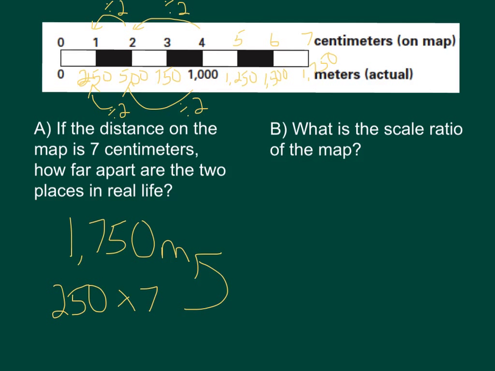Now, this is a two-part problem. The next thing they ask us to do is to find the scale ratio. If I were to just write the ratio as 4 to 1,000, that wouldn't be correct because this 4 is centimeters, whereas this 1,000 is meters.